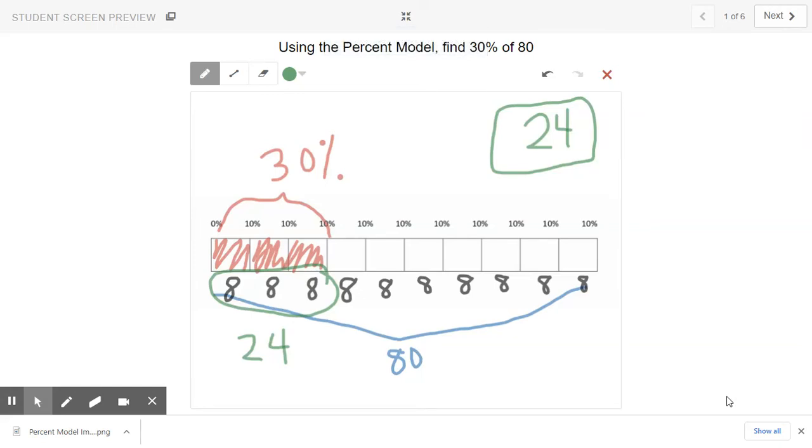This is the video answer key for the February 9th, Module 8.3 percent model classwork problems.